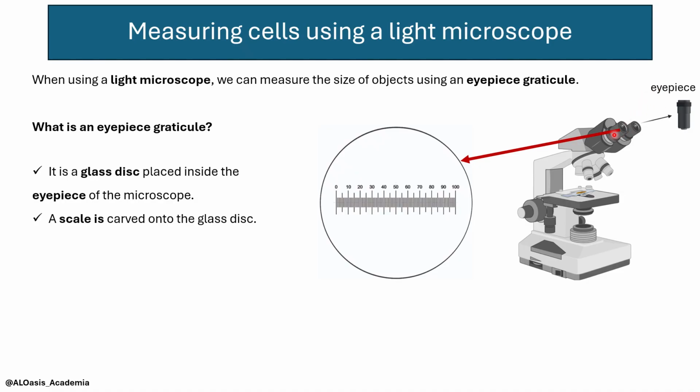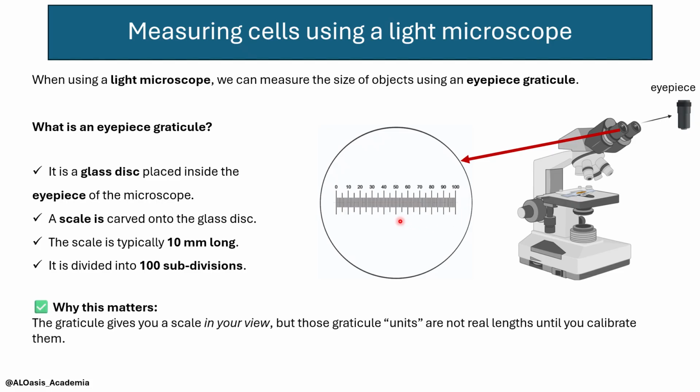So once you look under the light microscope, what you're going to see is this scale, and that is 10 millimeters long. It is divided into 100 subdivisions, and it's going to be easier for the rest of this session to understand that each mark or each line on this scale, we will refer to it as a unit. So the graticule gives you a scale in your view, which is the view that you see under the light microscope. However, those graticule units are not real lengths, so you need to calibrate this scale to something else, and that's what we're going to see in the next slide.